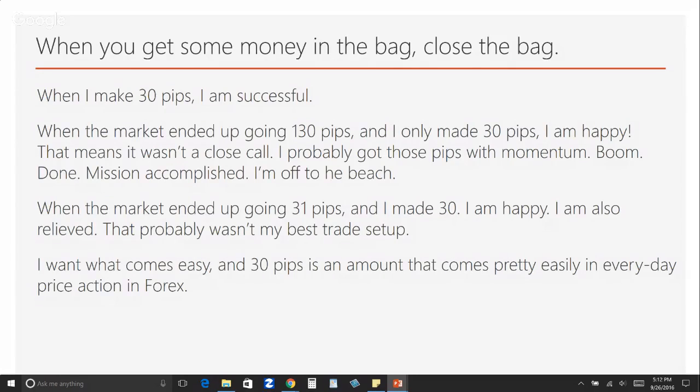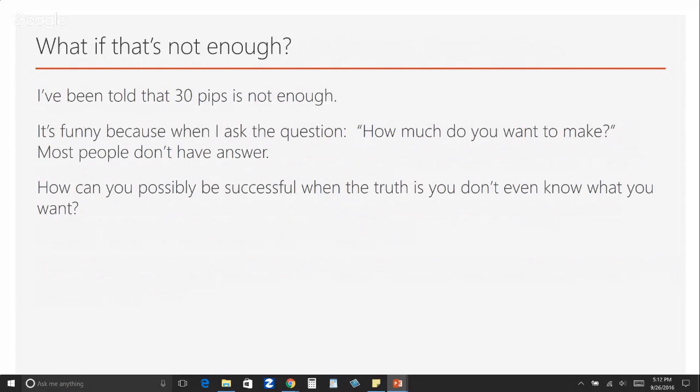So what I want to talk about is taking profit, right? So if I set out to make 30 pips, I don't even care if it went 300 pips. I don't care. I know that I got what I set out to accomplish, and that makes me feel very successful. All right, so I want what comes easy. That's what I'm getting at here. And 30 pips is an amount that comes pretty easily in everyday price action in Forex.